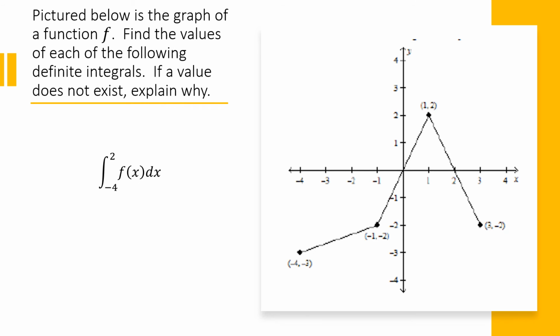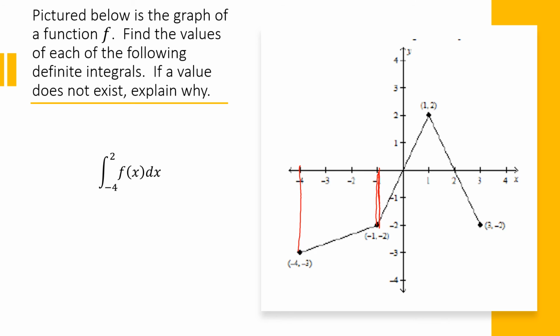So if your area is above the axis, it's positive, but if your area is below the axis, it's negative. And so when I look at from -4 to 2, I notice that this portion of the graph is underneath the x-axis. And so again, when I'm looking from -4 to -2, I'm breaking it up into pieces.